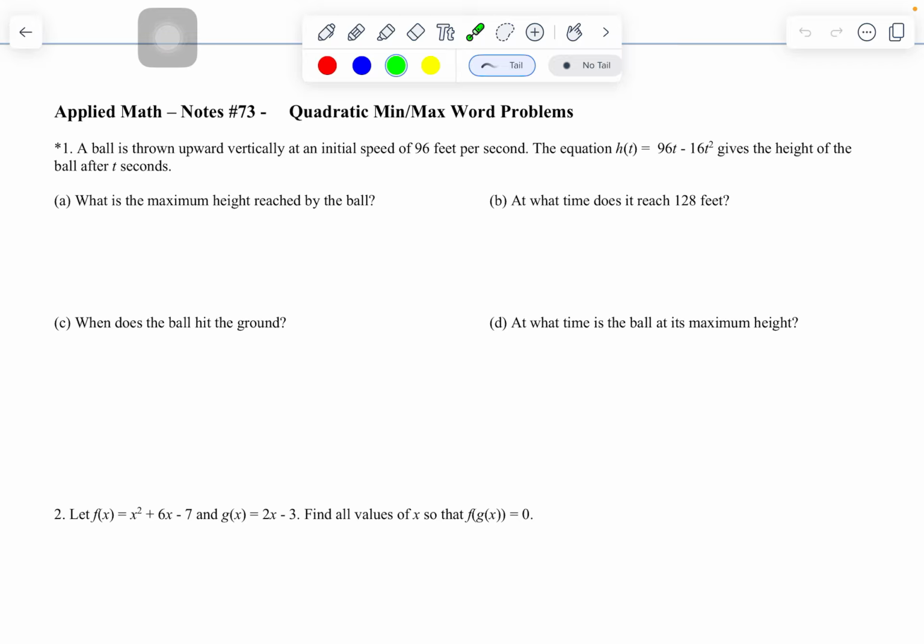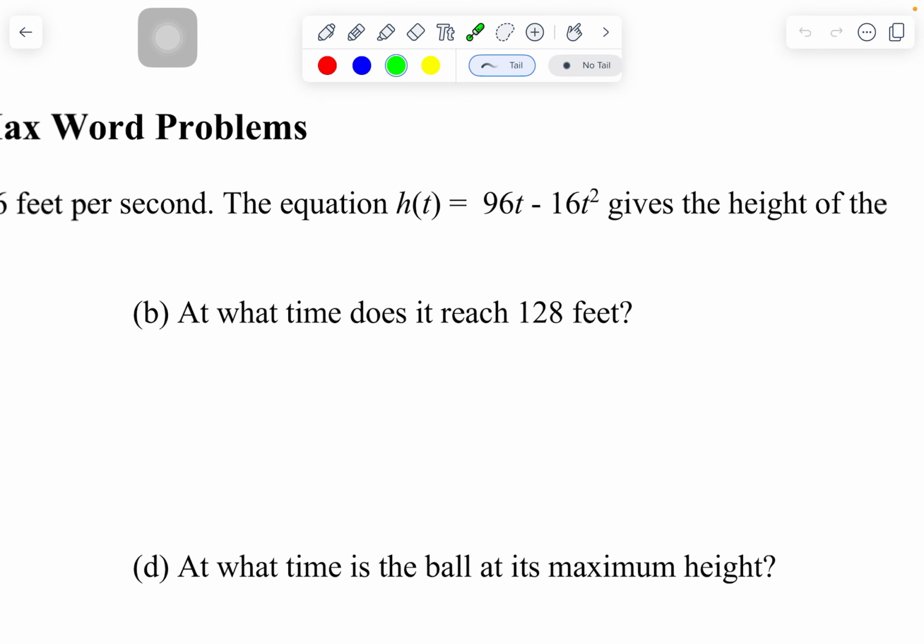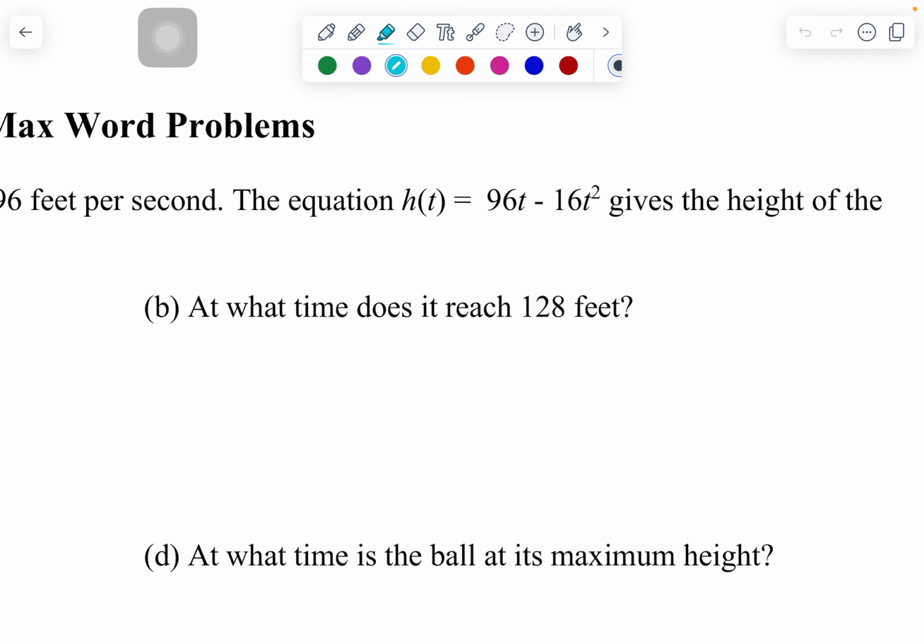We've got a ball. It's thrown upward vertically at an initial speed of 96 feet per second. We have this equation right here, which gives the height of the ball after t seconds. So h of t, that function, is going to give whatever this height, h, is after however many seconds. So after 1 second, if I make t equal to 1 here and here, this function will tell me how high the ball is above the ground. So this is, of course, the equation we're going to work with.